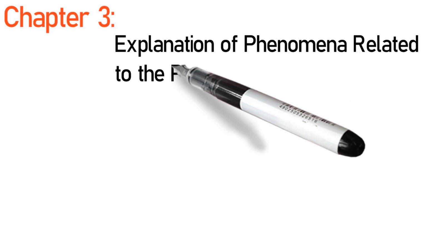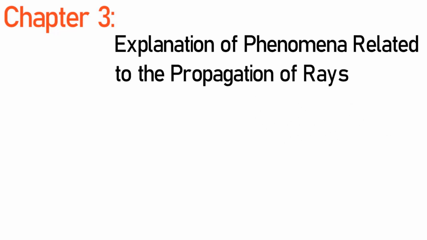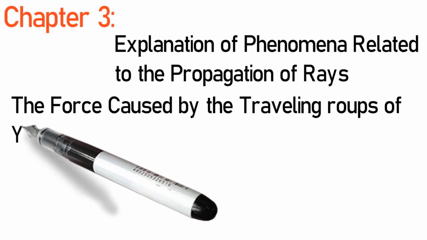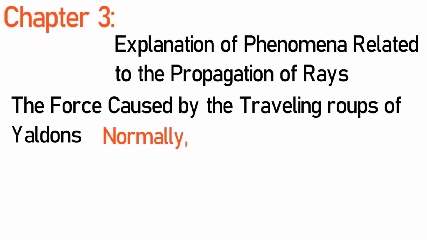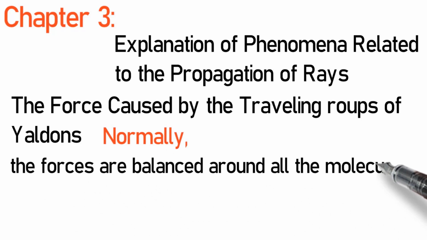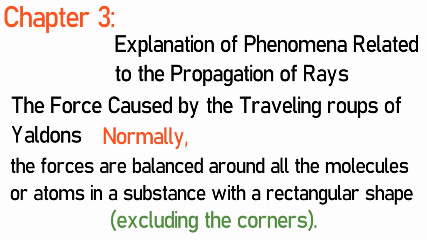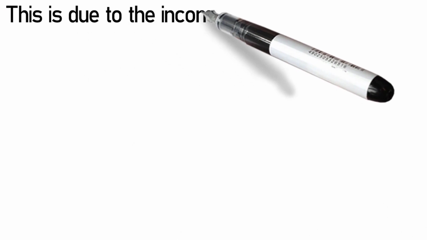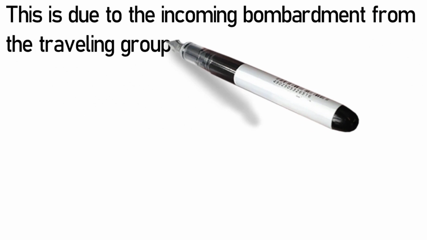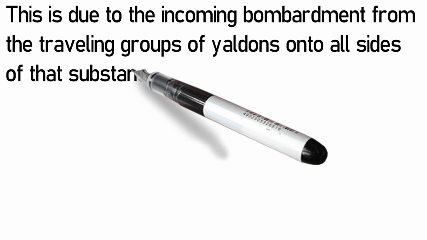Chapter 3. Explanation of phenomena related to the propagation of rays. The force caused by the traveling groups of Yaldons. Normally, the forces are balanced around all the molecules or atoms in a substance with a rectangular shape, excluding the corners. This is due to the incoming bombardment from the traveling groups of Yaldons onto all sides of the substance.